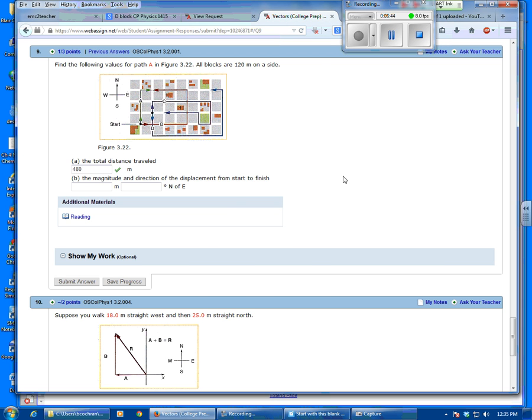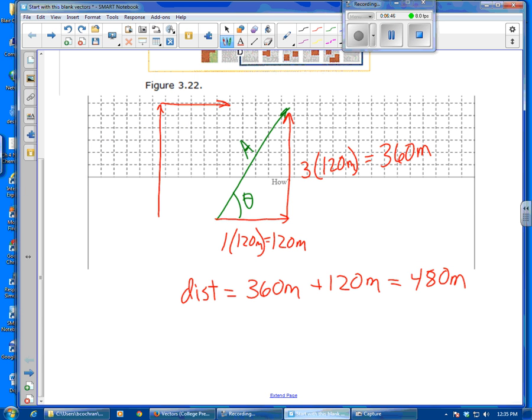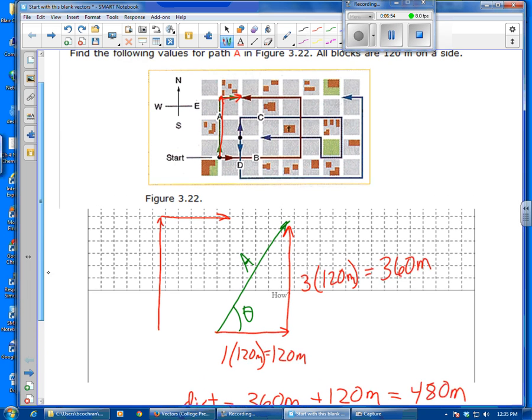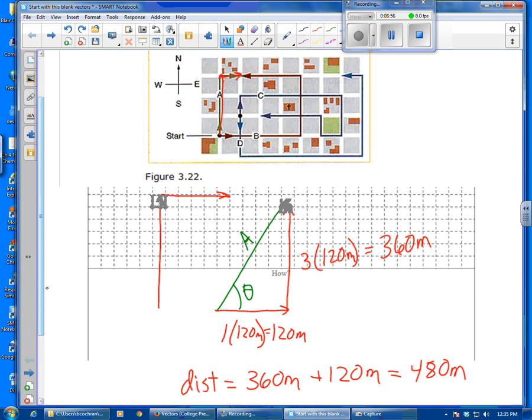Now, depending upon your path, you may have more than 2 legs to do. Like your path D, you got more than 2 legs. Yes? I hit submit. No, it only submits things you change. So if you don't change it, it doesn't resubmit it.